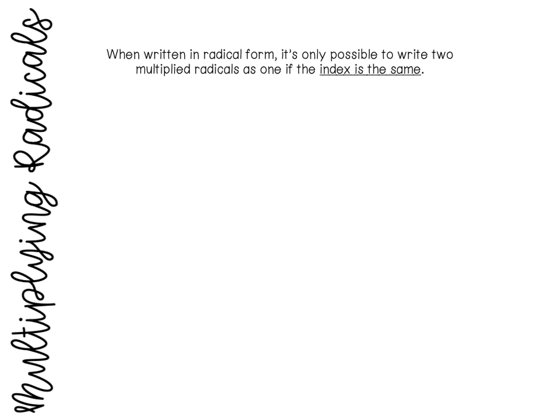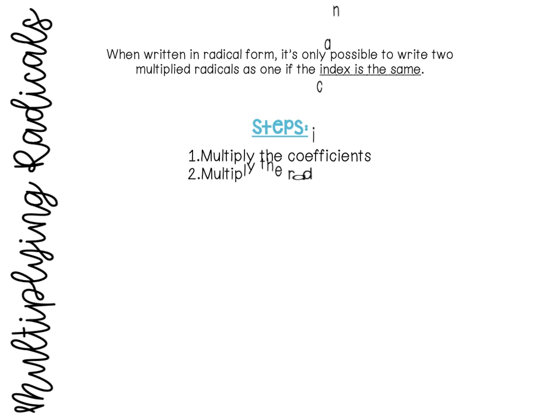All right, so now we're going to take a look at multiplying radicals. When written in radical form, it's only possible to write two multiplied radicals as one if the index is the same. So we can't multiply unless the index is the same. The steps that we're going to follow is to first multiply the coefficients, then multiply the radicands, and our last step is to simplify. So let's take a look at an example.